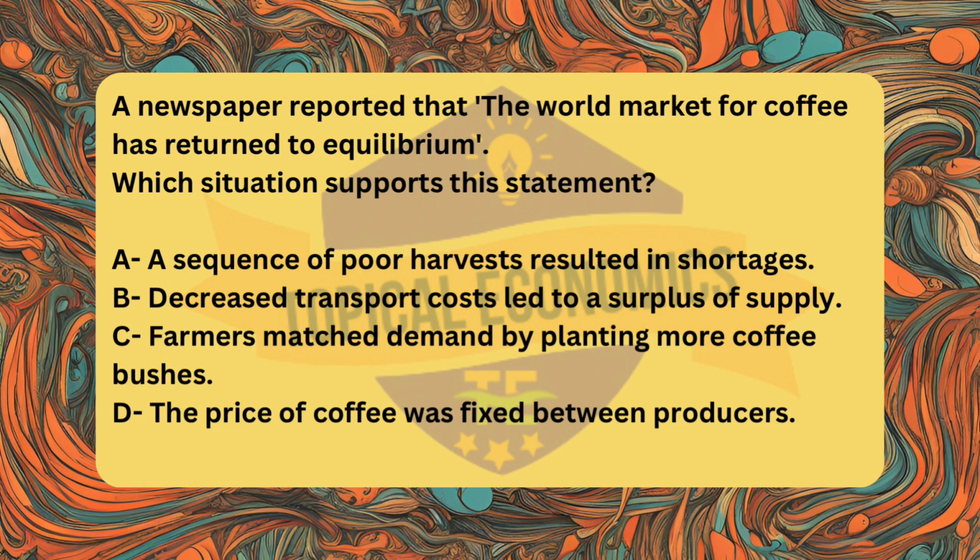Farmers matched demand by planting more coffee bushes. Market equilibrium occurs when the quantity supplied equals the quantity demanded at a particular price. In this scenario, farmers planting more coffee bushes to match the demand suggests that the supply of coffee is being adjusted to meet the market's needs. This would result in a balanced market, where supply meets demand, leading to equilibrium. The other options, A, B, and D, describe situations that could cause market imbalances, such as shortages or surpluses, rather than a return to equilibrium.